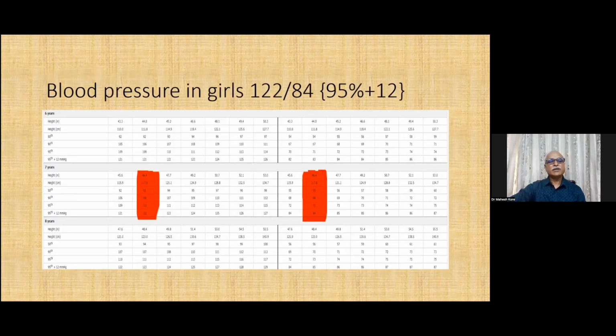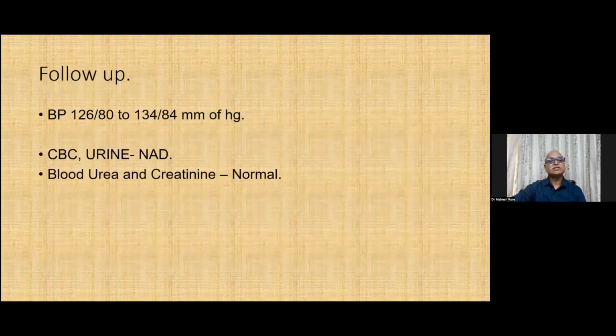So at that point, it was more than the 95th percentile plus 12, which means it is very high. For that age, 7 years, the systolic should be 122 and the diastolic should be 84. And she was above that. Repeated examination shows that it is between 126 by 80 or 134 by 84, like that.